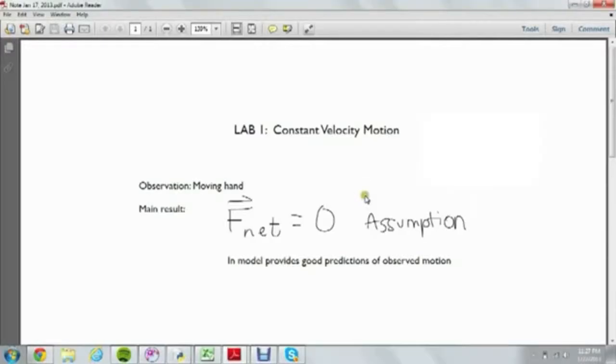Lab 1, Constant Velocity Motion. I made an observation of a video of my friend moving her hand across the screen. I modeled it, the main result applying the momentum principle or Newton's second law, by setting Fnet equal to 0 to model good predictions of the observed motion.